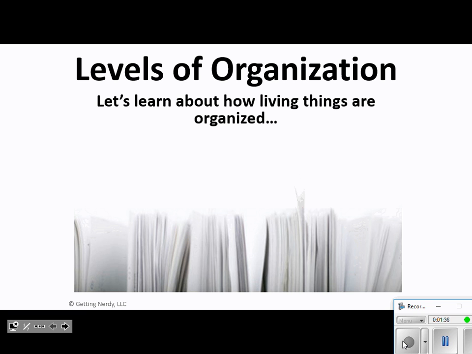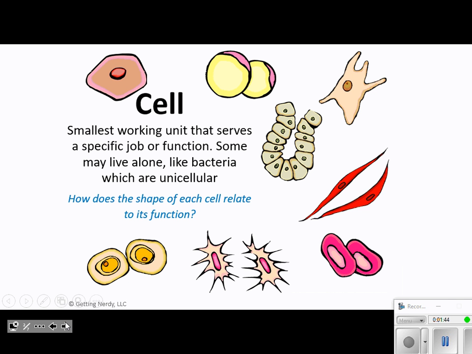Yeah. A cell. Absolutely. The smallest part is a cell. Now, a cell is the smallest working unit that serves a specific job or function.